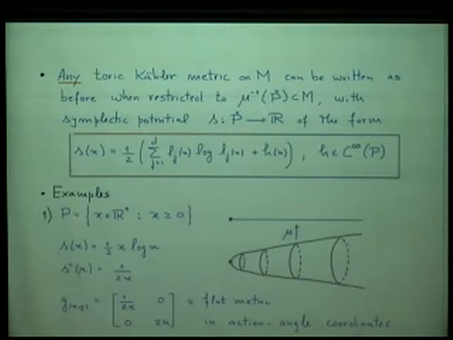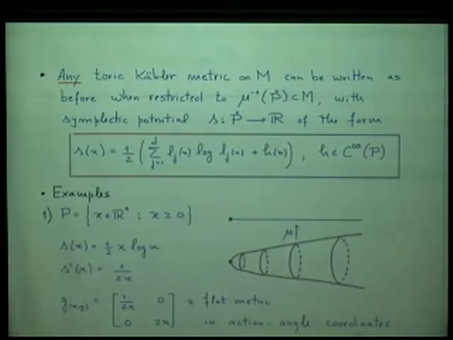Suppose that the image of the moment map is just the positive axis in R. So n is equal to 1, and we are describing R2. This is the image of the standard moment map, 1/2 of x squared in R2. So here I'm illustrating the moment map. This picture is just topological, it's not a metric picture. Here is the moment map.